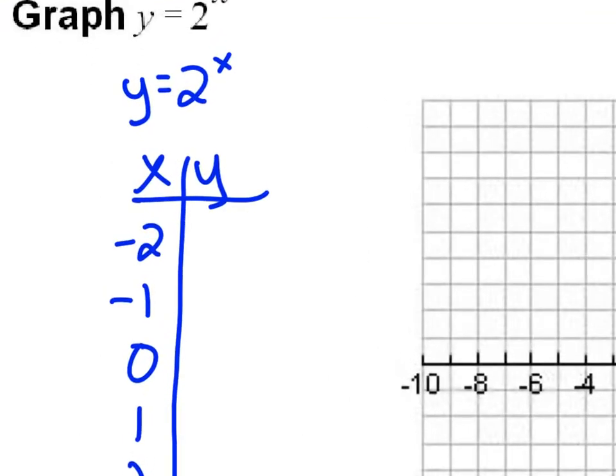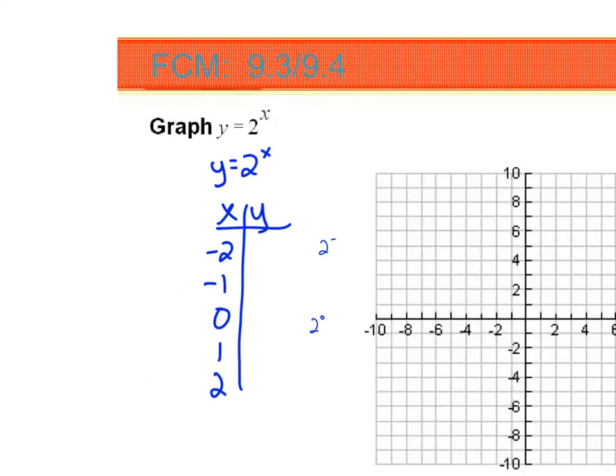So let's start with 2 to the power of 0. What's 2 to the power of 0? Yeah, anything to the power of 0 is 1. What's 2 to the power of 1? 2. What is 2 squared? 4. Okay, now what is 2 to the power of negative 1?